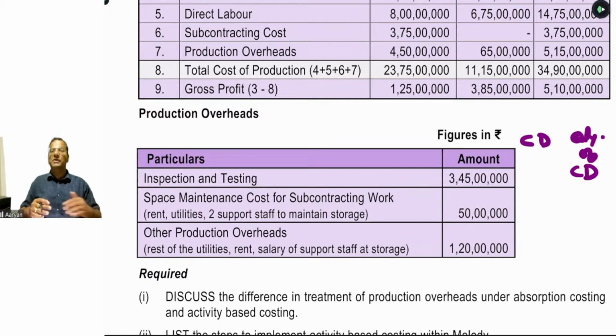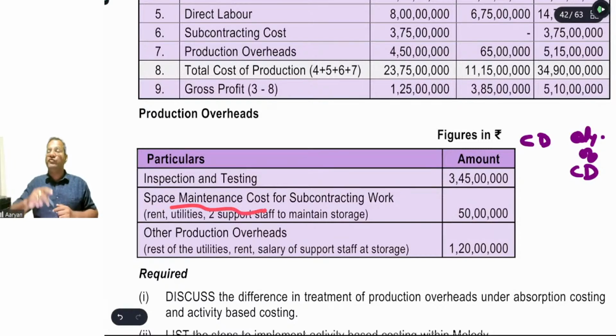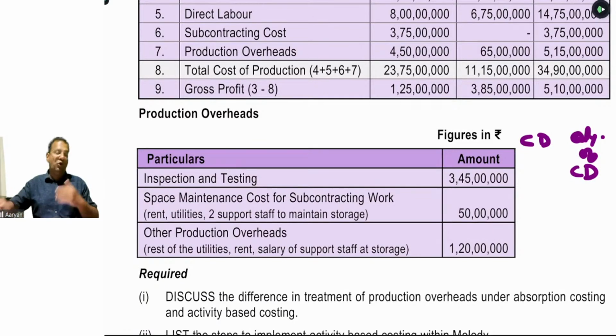Direct labor hours are incurred in the production department, while inspection and testing are not incurred in the production department. They are a separate department known as the inspection quality department. So labor hour cannot be linked with inspection and testing. Okay, space maintenance cost for subcontracting work cannot be linked with the direct labor. So whatever base we are using under the traditional method is totally illogical.